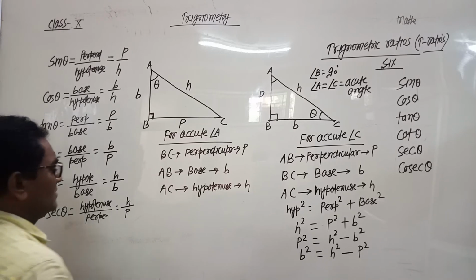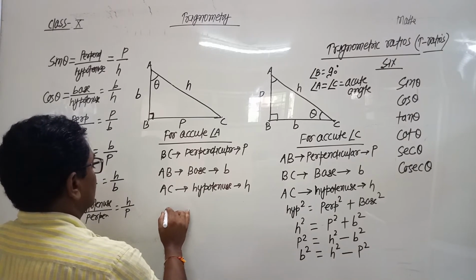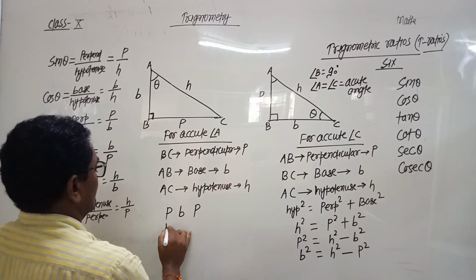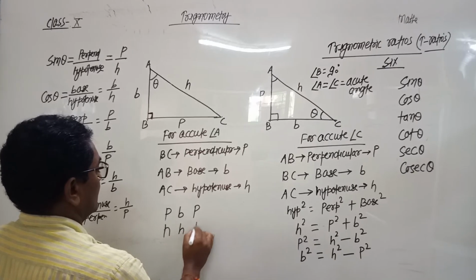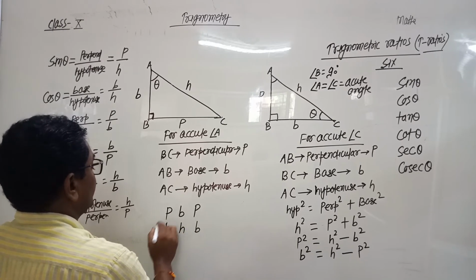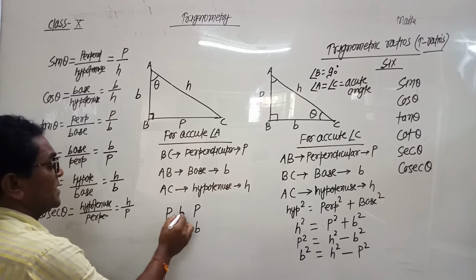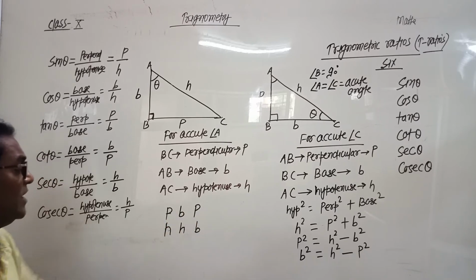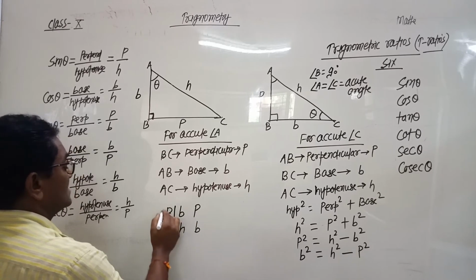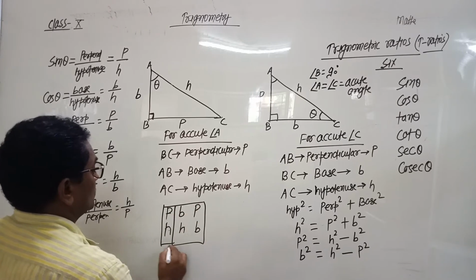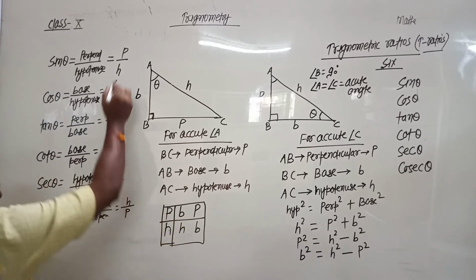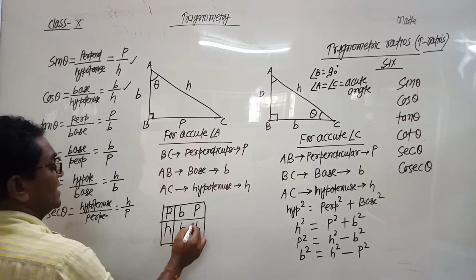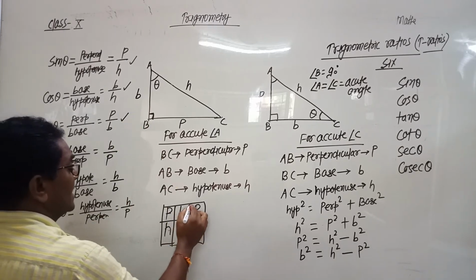To learn these formulas, we use this trick: Pandit Badri Prasad Har Har Bhole. So P by H, sin theta is equal to P by H. B by H, cos theta is equal to B by H. And tan theta is equal to P by B.